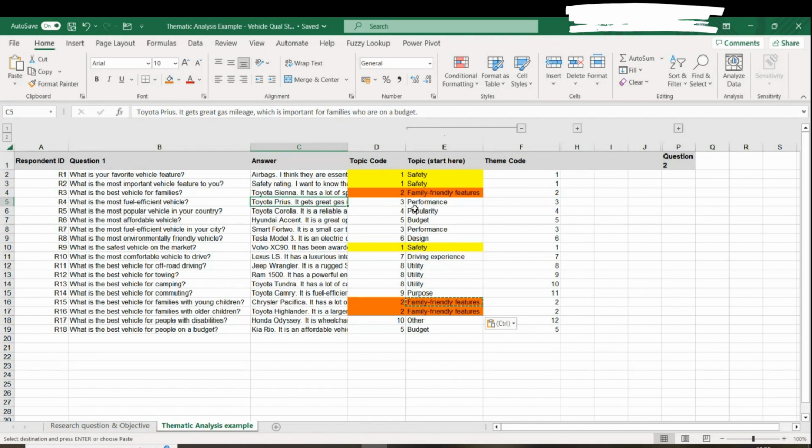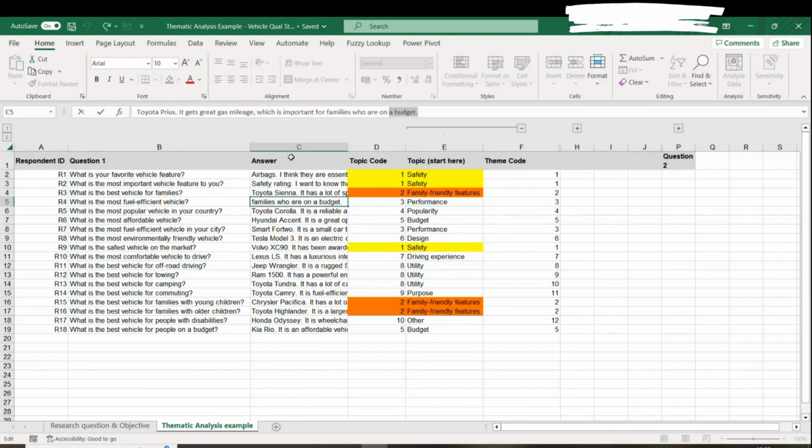So here you can decide based off what your research objective is. So fuel efficiency, some people might see it as performance, but mainly it is performance, because your vehicle is fuel efficient, so it will perform well. In another case, it can also be around finances, because this person is talking about a budget. But depending on your study, if this study was about the affordability of vehicles, then you would bring in finance, because this person mentioned a budget.